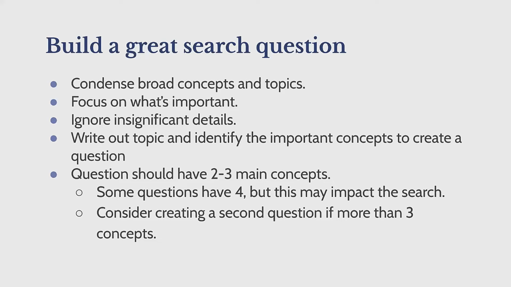Some questions have more, but this can really impact the search. If you're doing a search with 3 different concepts and you're getting thousands of results, that might indicate that your question is too broad. And for a lit review, we're trying to narrow down that question. We want to make a focused question so that it could be answered in the scope of a lit review. But sometimes adding a 4th concept can help narrow down the results if that's needed.